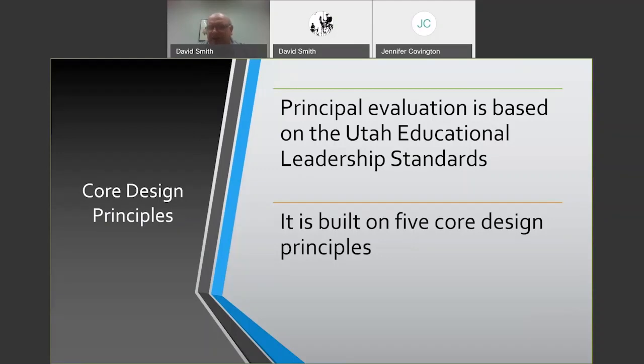We're not going to talk a lot about that. It talks about that in the handbook, and so it just lets you know that those who do those evaluations have to be extremely familiar with what's going on in the school and have many opportunities to be in and around the principals and be working with them in order to do this evaluation. So that's the fifth design principle. Let's look at the other design principles.